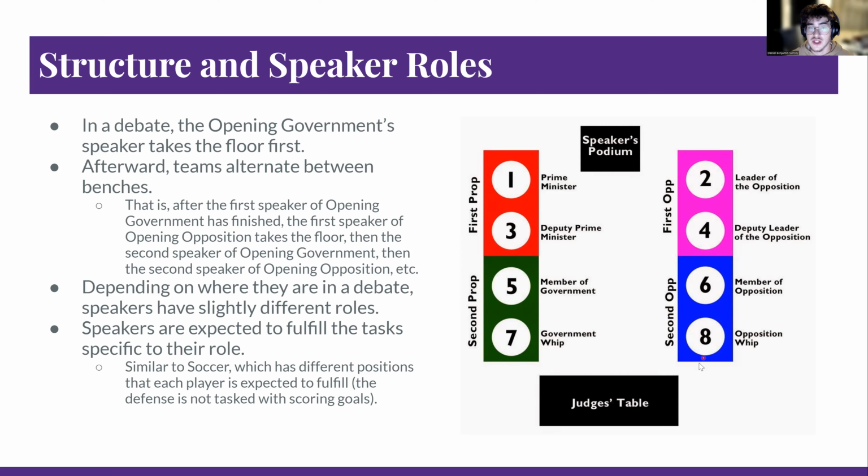For instance, as a precursor to what we're getting into, the opposition whip cannot bring in any new arguments because, as you might imagine, it'd be pretty unfair if the eighth speaker of the debate is able to bring in new arguments that no one on the government bench could respond to, because they went previous to him or them.